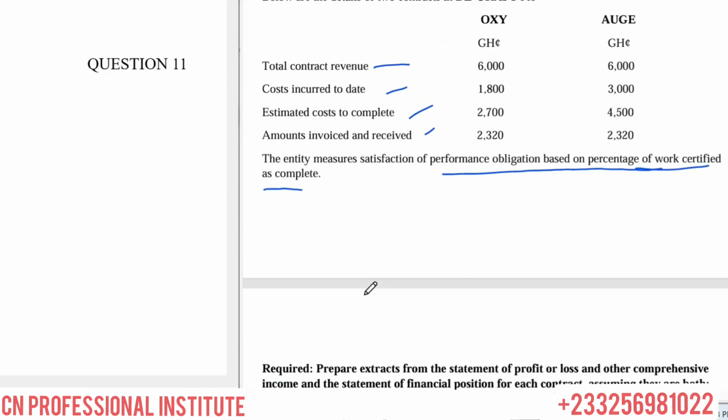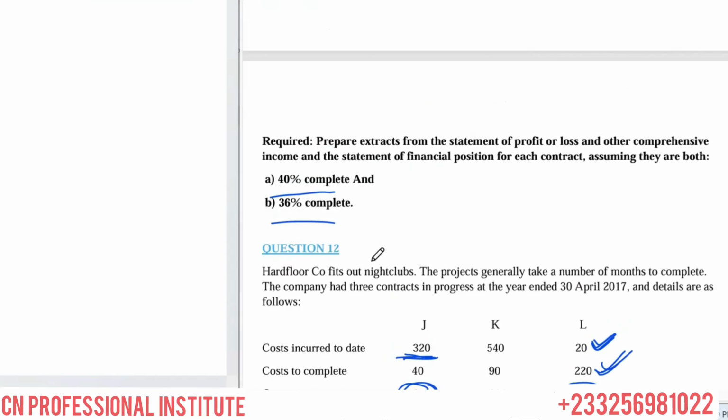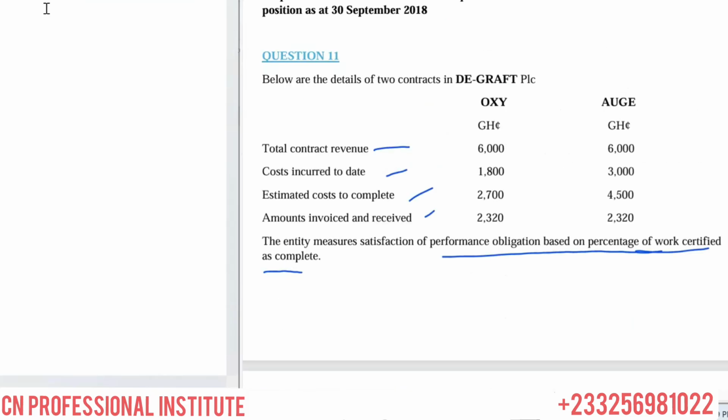So I'm going to solve A, and then you try the B alone, and then you give me your answer in the comment section. So let's take A. It says we should assume that the project is 40% complete. Okay, so question 11, let's take them one by one. Let's do Oxy first. Then when we are done with Oxy, we'll look at Oge.